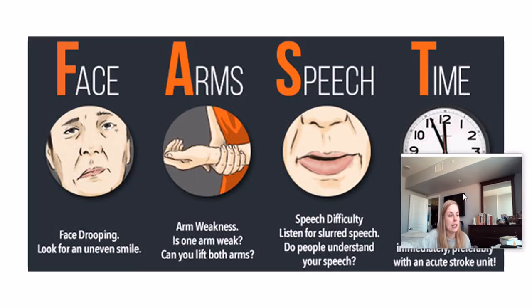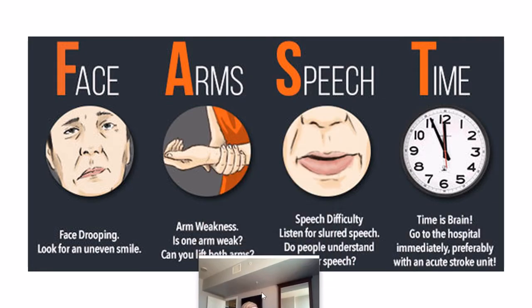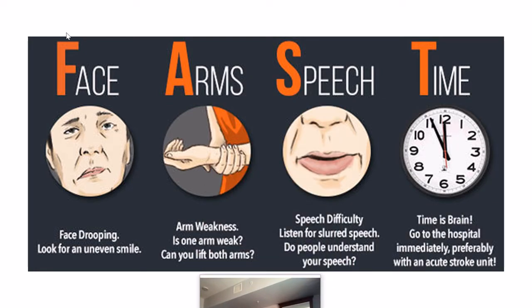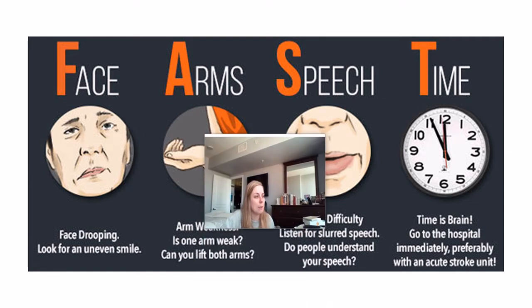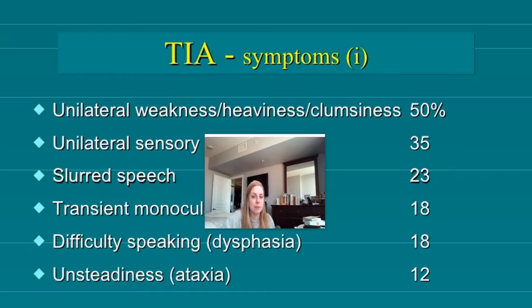Okay, and here is the acronym FAST, which every person should know for stroke. So face: there's going to be facial drooping or an uneven eye or an uneven smile. In the arms, you're going to have one arm weak or not be able to lift both arms. In terms of speech, you're going to listen for slurred speech. You don't know if people are going to possibly understand your speech. You might not be able to come up with the word that you think you're coming up with. And then the last part of it is time. It means go immediately to the hospital.